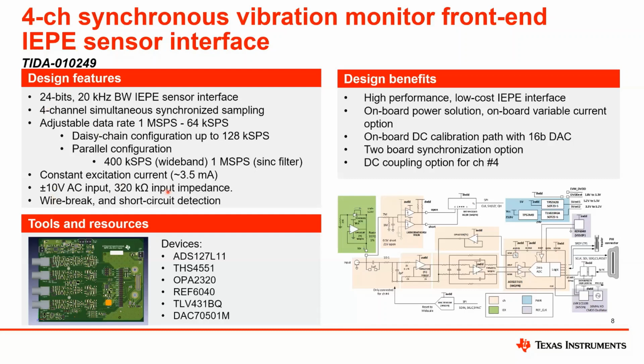It has also onboard power, so the board generates the required power from the 5 volt, and it also has the constant current source of 3.5 milliamp required for powering the sensor. The design is based on our new high-speed Sigma Delta ADC, the ADS127L11. So I will let Mike here give you a closer look on the ADC.